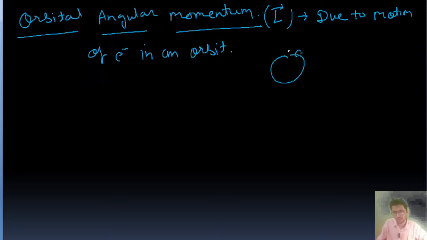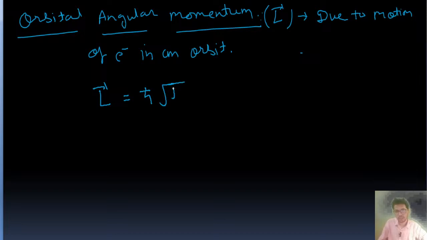So the electron is moving in the orbit, and because of that there is an angular momentum L, whose value we will find. We know the value of L is h cut root L into L plus 1. So this is the orbital angular momentum. I'll derive it for you later.